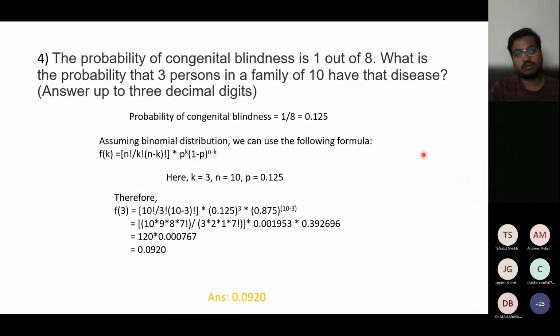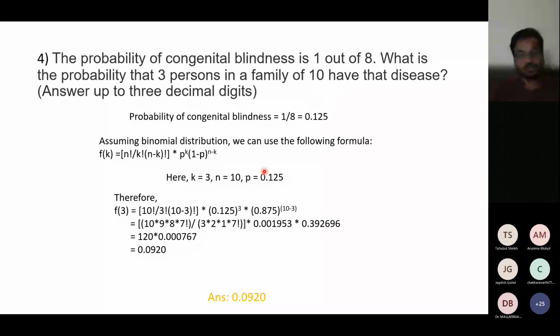So for question number 4, we are given the probability of congenital blindness, which is 1 out of 8. What is the probability that 3 persons in a family have that disease? We can treat this as a binomial distribution because we have 10 events, that is 10 family members. We want to see if 3 of them have the disease, which is the probability of 3 events happening. The probability of each event happening is a fixed constant, which is 1 by 8.